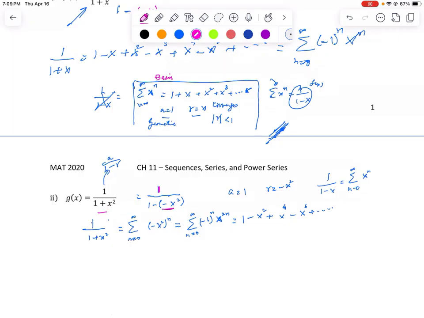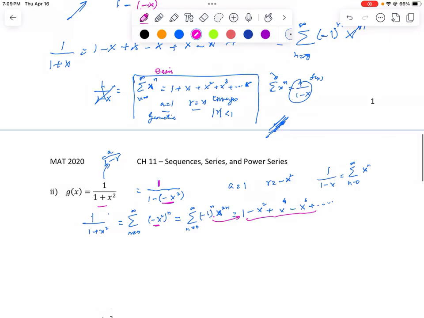So 1 over 1 plus x squared is going to be equal to the summation where x is being replaced by negative x squared, raised to the power n, which can then be split as negative 1 raised to n times x to the 2n. Now expanding this term by term, we get the expansion that is given here. We can now do it the other way, in which I did the first problem.